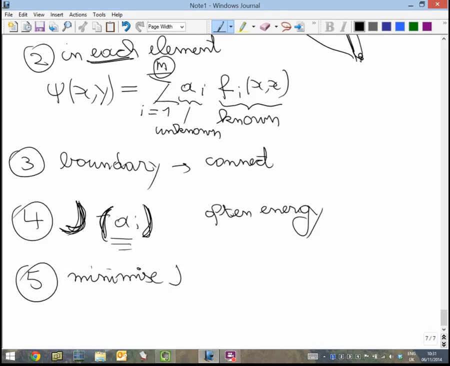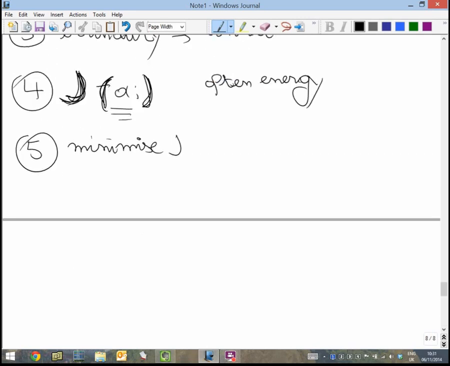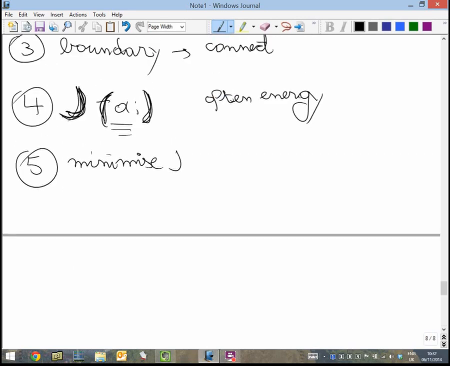But we haven't touched the differential equation. I will not be touching the differential equation when we're trying to solve a problem using finite elements. So this is a bit of the magic of the method. How do we minimize this J? Well, it's very straightforward.